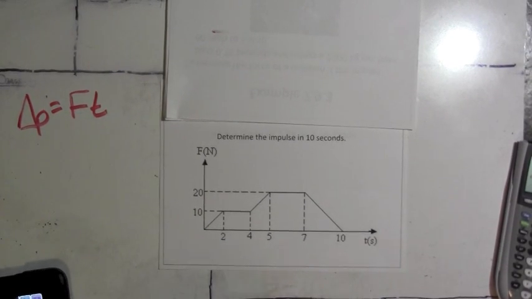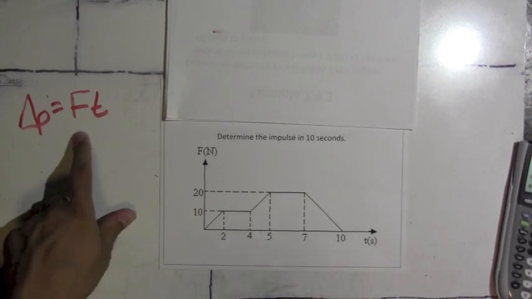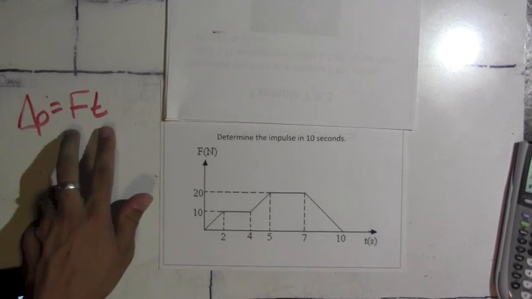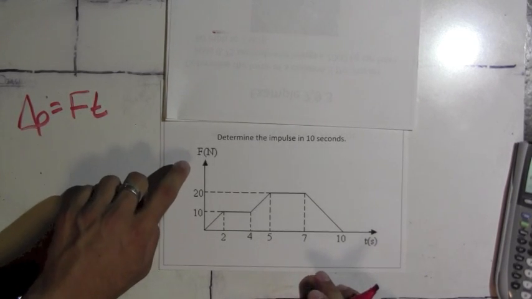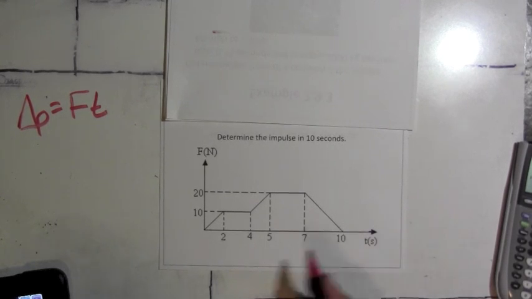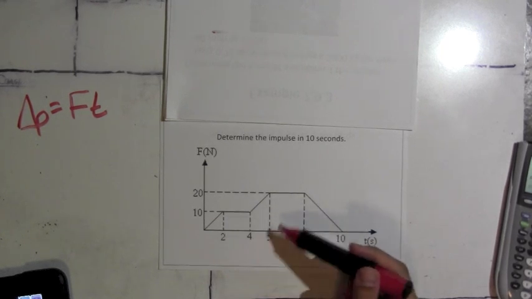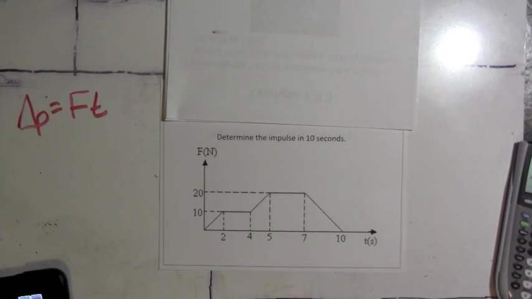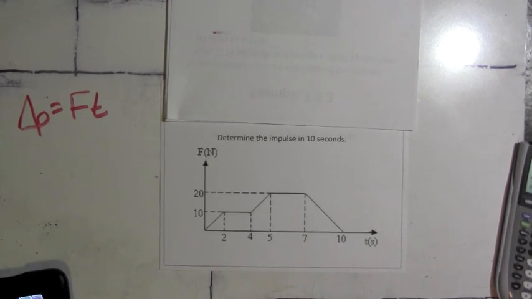Now you should remember by now that whenever you're trying to do F times T, when you're multiplying two things on a graph together, we're finding the area. So basically what I'm trying to do is find the area under this graph during the first 10 seconds. Now, I actually divided this graph up for you so it's easier to figure out, number one, that you should be finding the area, number two, how to do it.